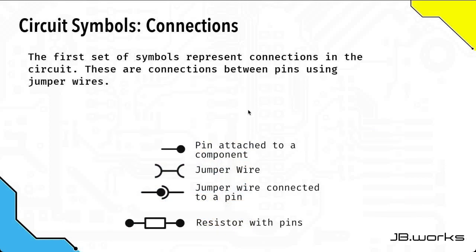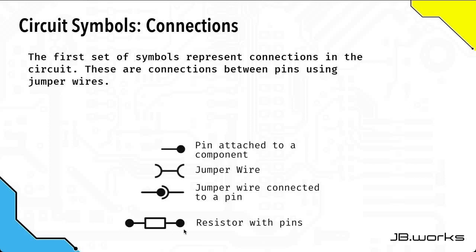Just like with a normal map, there are lots of different symbols on a circuit diagram. The first set of symbols we're going to look at are the ones that involve connections, because obviously without connections you can't have a circuit. The first thing we have is a pin, which is where you can plug in a jumper wire, and that's represented by a circle that's filled in. The second symbol is this one, which is a jumper wire, and that indicates a wire that can be plugged into a pin. This symbol here shows a jumper wire, which is this one, that's been plugged into a pin, or is supposed to be plugged into a pin.